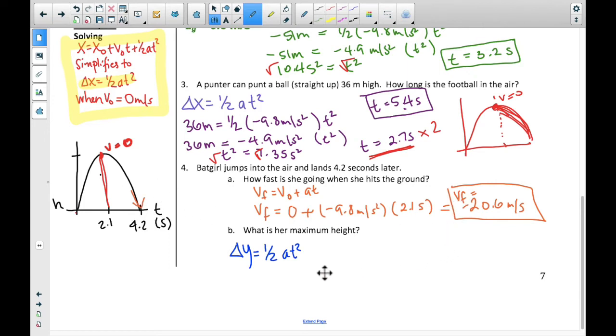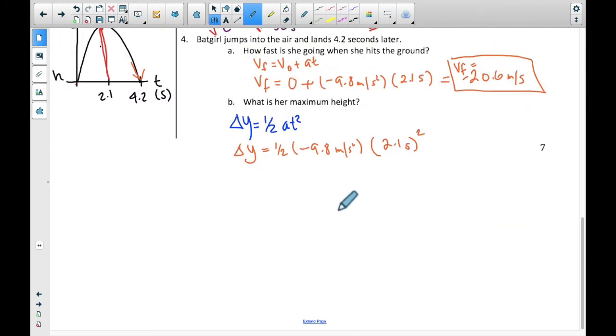All right, the next question, what is her maximum height? Well, again, if we have the initial velocity being 0, which we're counting on half of our parabola, so it is, then I can use this equation that's just a simplified version of that longer equation. So I'm solving for her maximum height. Once again, her acceleration is negative 9.8 meters per second squared, and her time, in this case, is just 2.1 seconds. And I do need to square that.